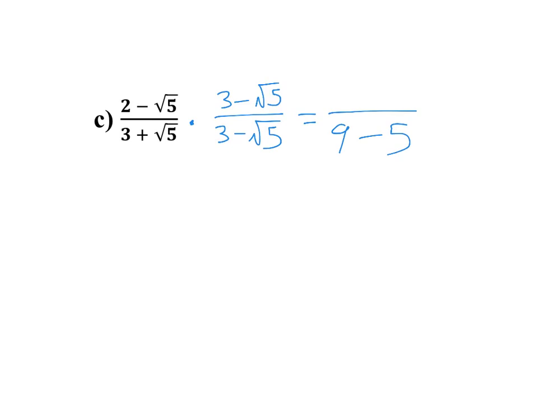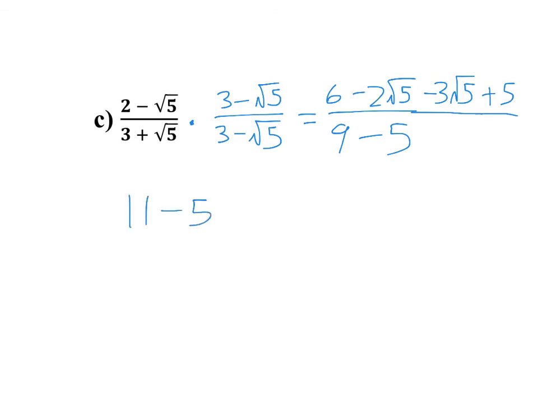You have to FOIL on top. So on top, we get 6 minus 2 rad 5 minus 3 rad 5, and then plus 5. So the top becomes 11 minus 5 rad 5. And this is all over 4.